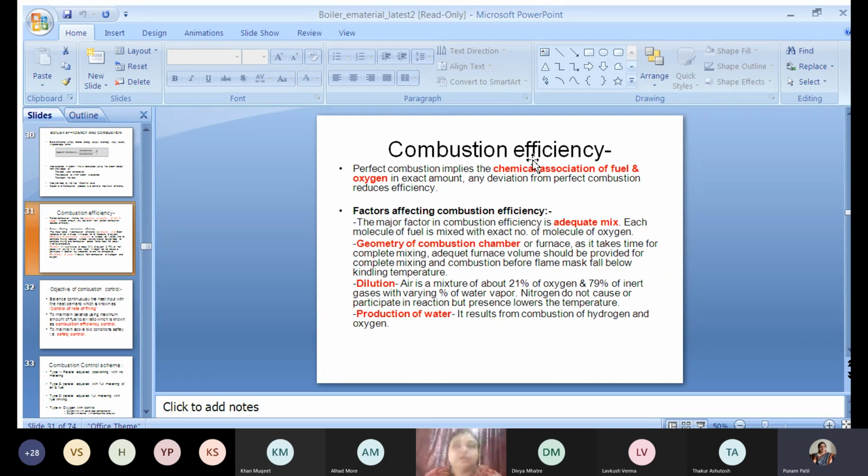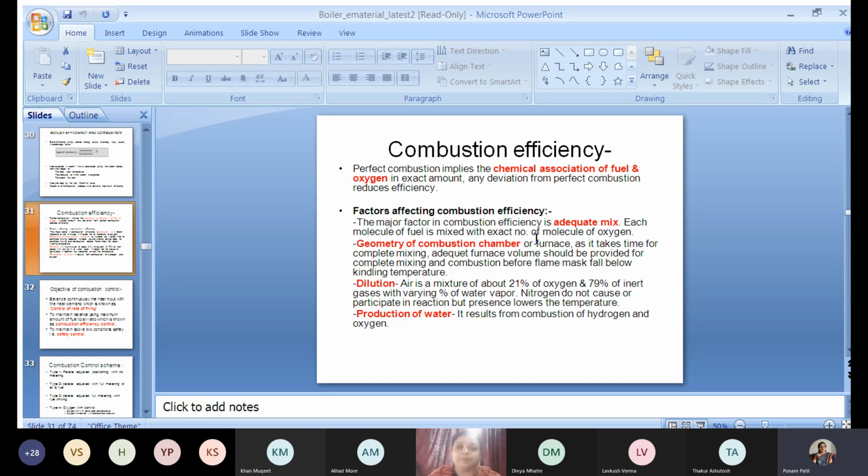So here fuel and oxygen is mixed in exact quantity and the combustion is carried out, then we are saying it is a perfect combustion and it increases the efficiency. Any deviation from perfect combustion reduces efficiency.